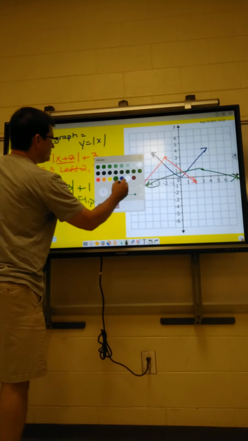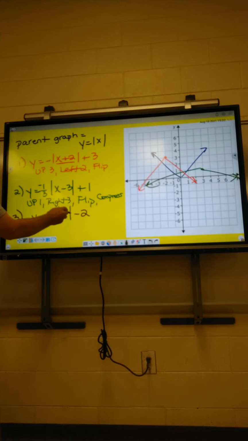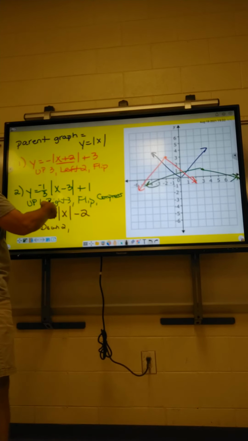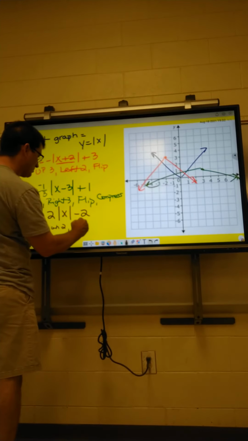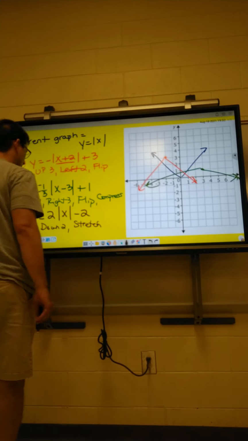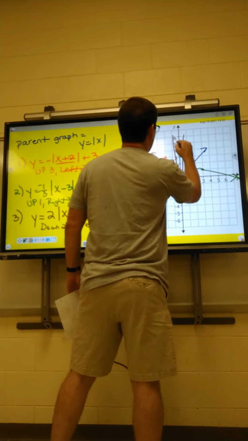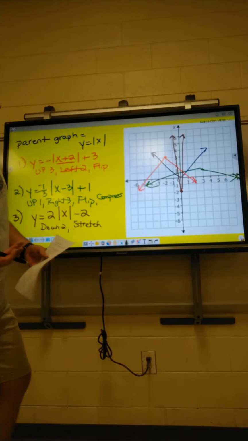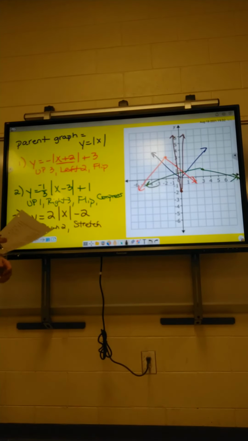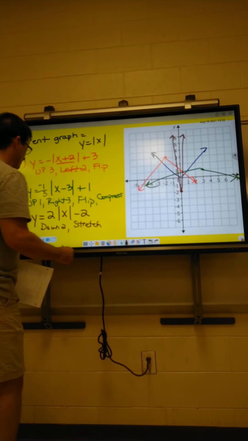All right, number 3. Down 2. I don't have to move it right or left on this one because it doesn't have a number inside the bracket. And if there's a number in front of it, fractions make it compress. A number that's an integer, not a fraction, makes it stretch. We draw it really skinny. Now we didn't have to flip it because we didn't have a negative. All right, that's 1, 2, and 3.